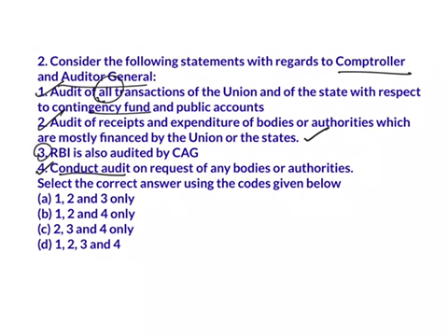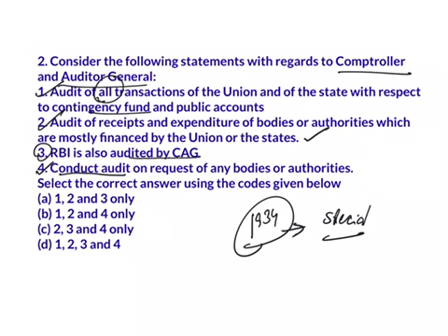Then why is statement 3 incorrect? Because RBI is not audited by CAG. RBI has been established by an act of 1934. This act has a provision to have its accounts audited by special auditors of the government. So the audit of RBI is not done by the CAG, and statement 3 is incorrect. So the answer here is B, 1, 2 and 4 only.